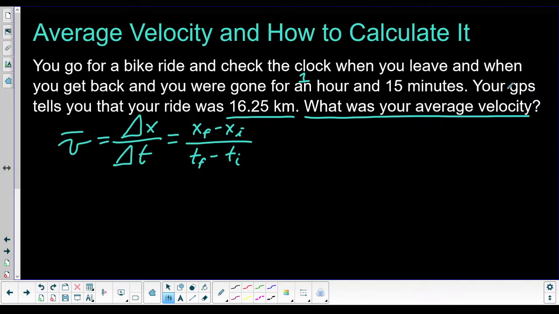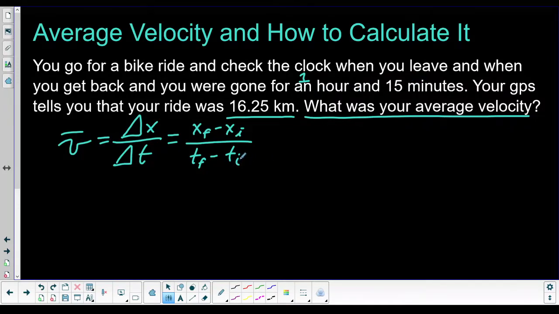So what's our average velocity? Let's go back, read one more time. This time we'll write down our variables as we come across them. You go for a bike ride and check the clock when you leave and when you get back, and you're gone for an hour and 15 minutes.